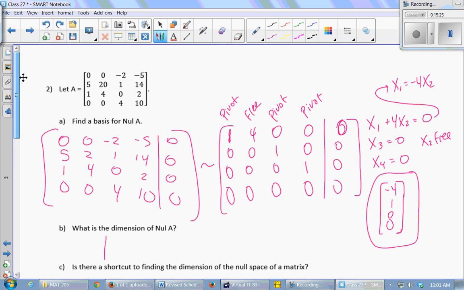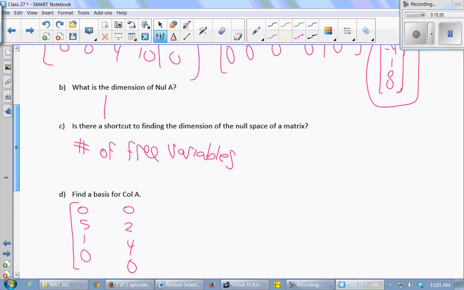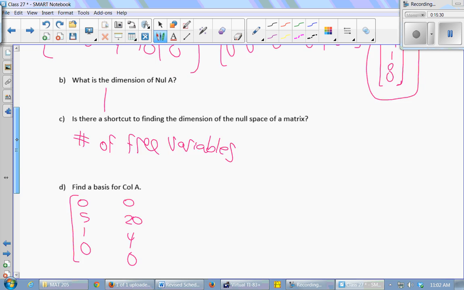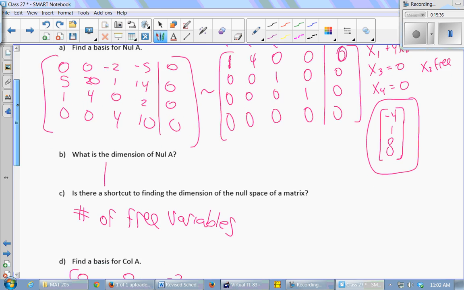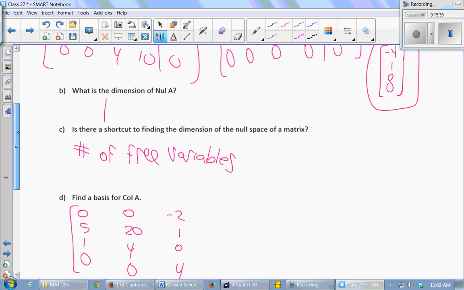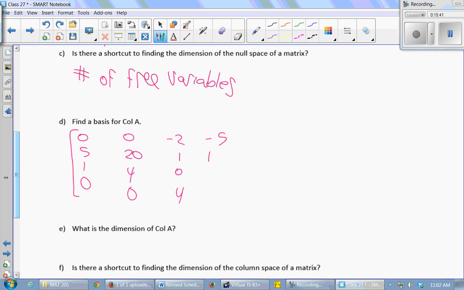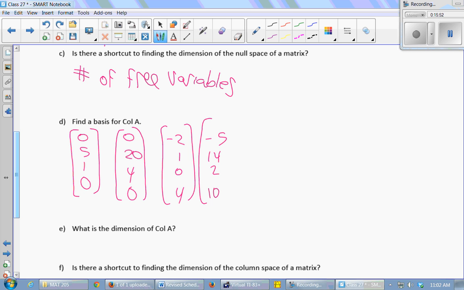-2, 1, 0, 4. And -5, 14, 2, 10. Okay, so the column space is the set of all linear combinations of these guys. So this is a spanning set. It's not necessarily a basis, right? It definitely is a spanning set because the linear combinations, that's the definition.